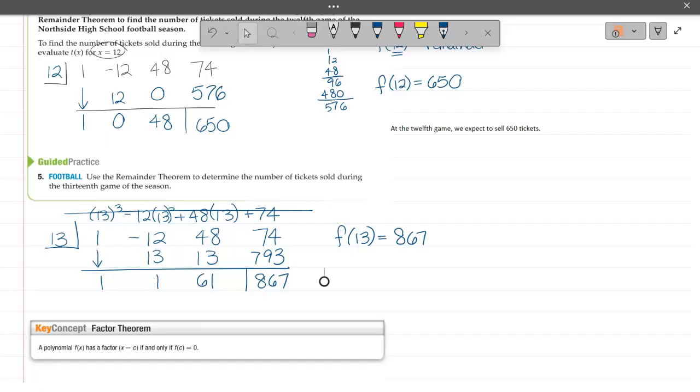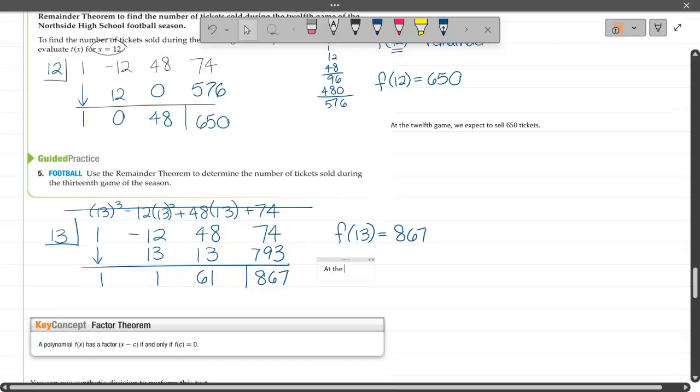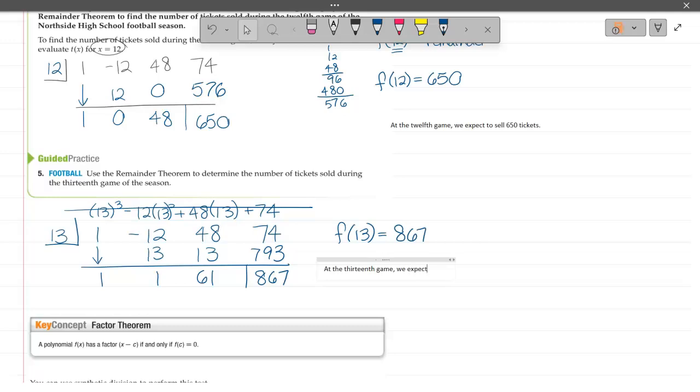In other words, again, if we type out the explanation, at the 13th game, we expect to sell 867 tickets.